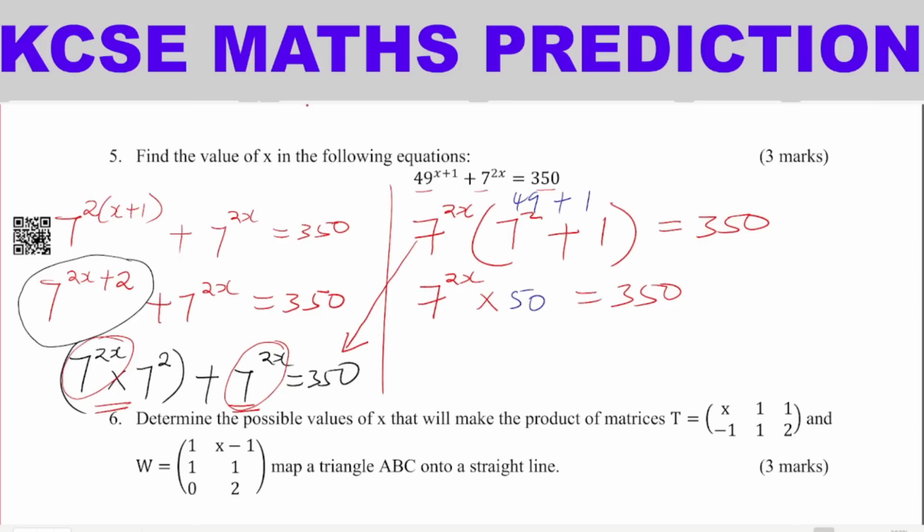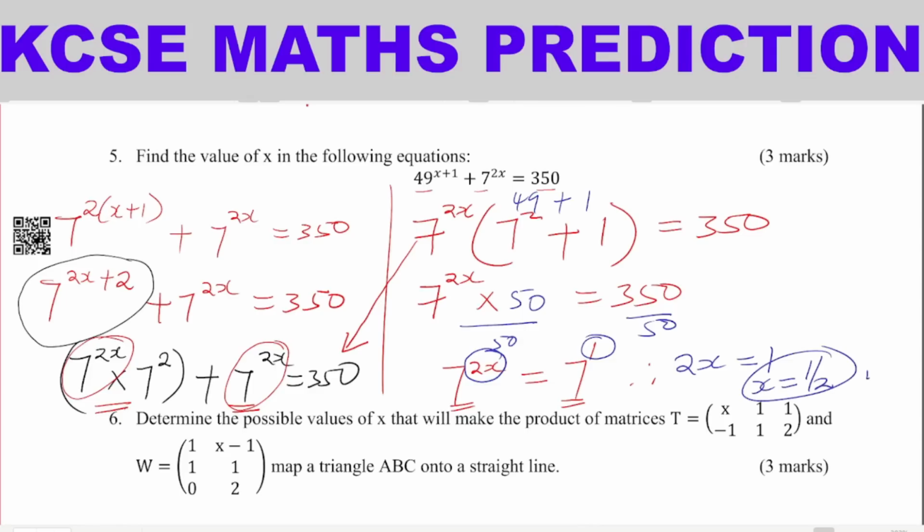Dividing both sides by 50, divide that side by 50 and this one by 50, you will end up with 7 raised to power 2x is equal to 7. Now you can see the left-hand side and the right-hand side have the base 7. This is the same as 7 raised to power 1. In that case, now you can get the solution. Just pick the powers. That is 2x is equal to 1, and for this, x will be given by a half.